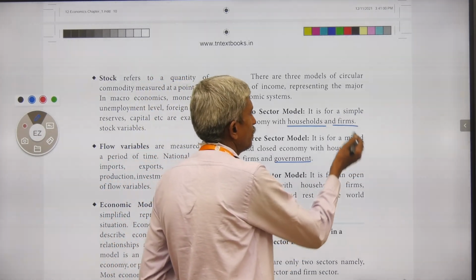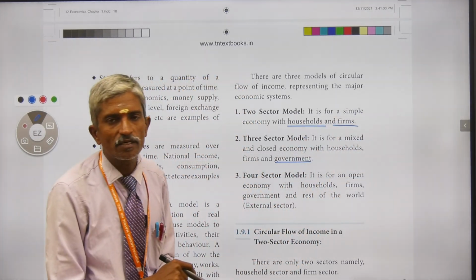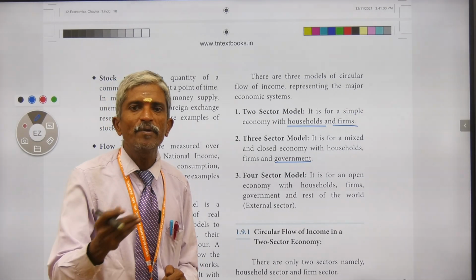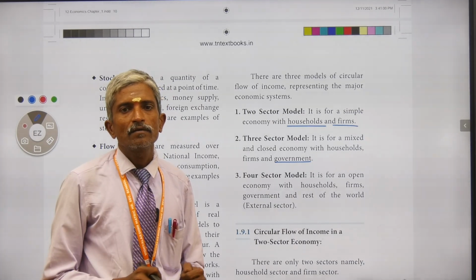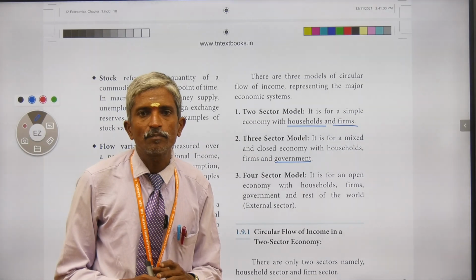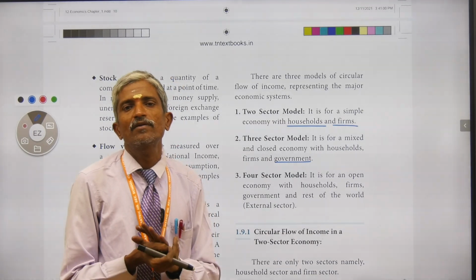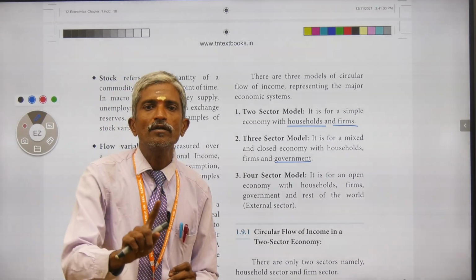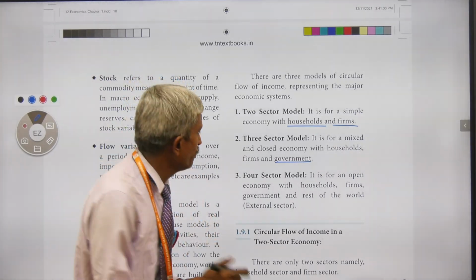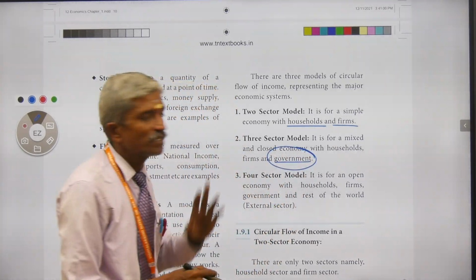Sometimes a clash may rise between the firms and the household. Some people are demanding more salary. The firm will not accept the terms. Sure, a clash will rise. At that time, someone should mediate between the people. The mediator is government. That is 3 sector.